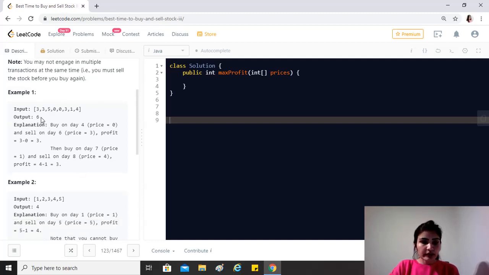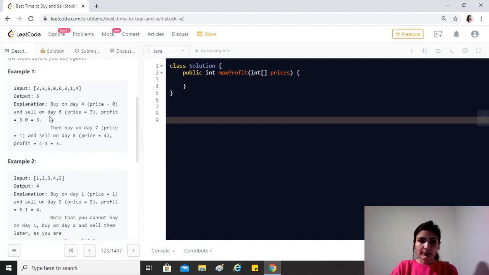For example, here the output is 6 because we buy on day 4 and sell on day 6. So that's the profit. And then we buy on day 7 and sell on day 8. So we're basically finding 2 combinations here, right? One is the first buy and the first sell, which gives us the maximum profit. And relative to that, the second buy and the second sell, which gives us the maximum profit.